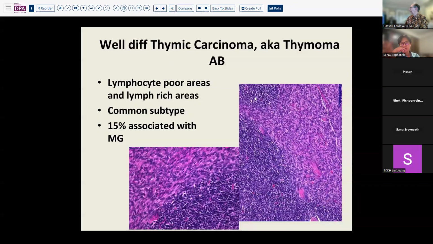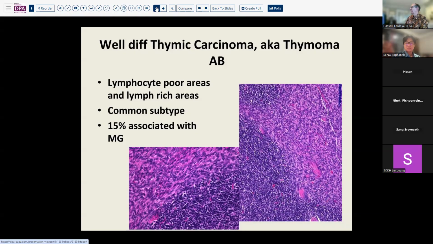So Thymoma AB has lymphocyte-poor areas and lymphocyte-rich areas. This is fairly common and has some association with myasthenia gravis. There's no specific designation as to how much of this lymphocyte-rich versus lymphocyte-poor area you have to have to call it that. I think any significant or appreciable amount would classify.